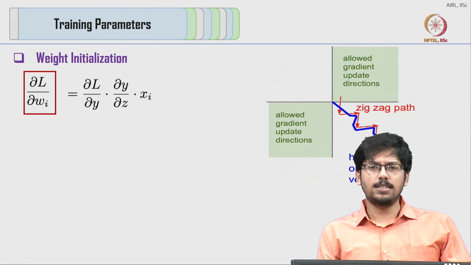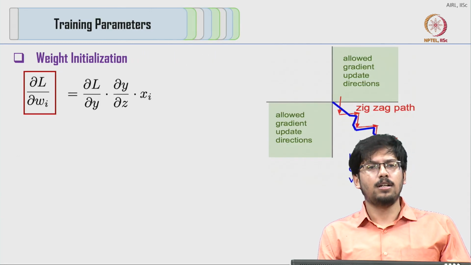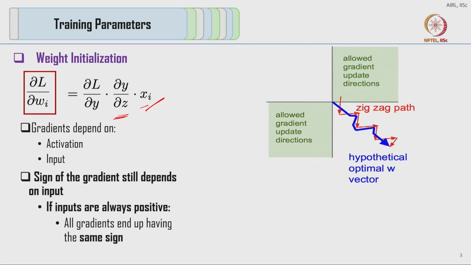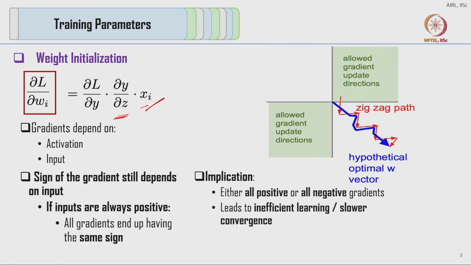So, this is something we saw in the previous lecture, which is we had a particular single layer perceptron and we had the loss L. We saw how using chain rule we can write dou L by dou Wi as dou L by dou y by dou z times input. We can observe from here that the gradients depend on the activation functions and on the inputs. Now, the sign of the gradient actually depends on the inputs.